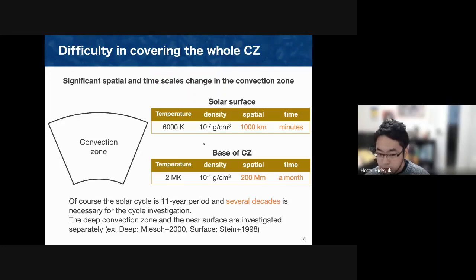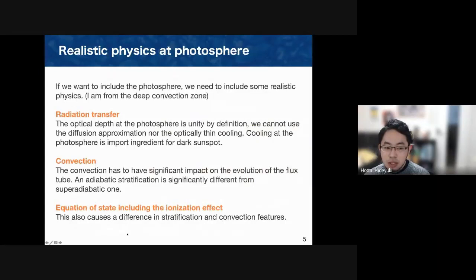Okay, so this is just the convection. If you are interested in the 11-year cycle, we need to cover several decades in order to understand the solar magnetic cycle. So it is impossible to cover both time scales in one calculation. Typically, the deep convection zone and the near-surface calculations are separated. This is a very representative study done by Mark Miesch, and the surface calculation is of this type. There are a lot of studies, but typically these two are separated. But we want to cover the whole convection zone in the calculation. I am from the deep convection zone side, so I wanted to include these physics in our calculation.